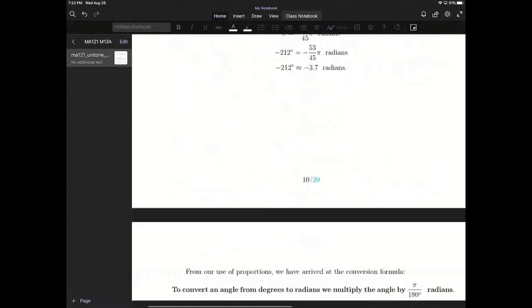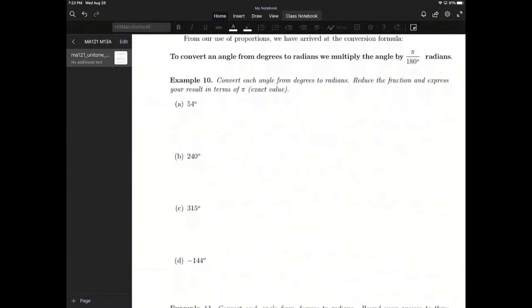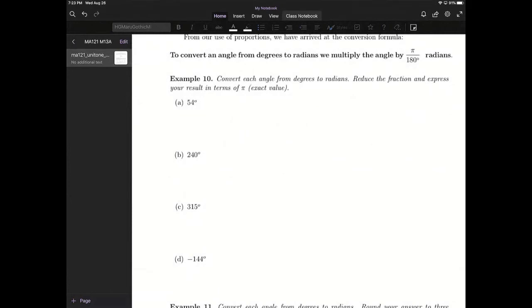I want to actually go over an example with you, so I'm going to skip to example 10. Since I know that pi radians and 180 degrees are the same measure of angle in different units, I can use that as a conversion factor. A more intuitive way of doing it is setting up a proportion. Let's say, for example, 240. Let me pick 240 because it's going to give me a nice simplified fraction.